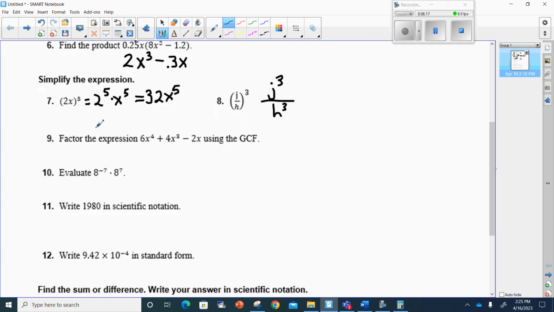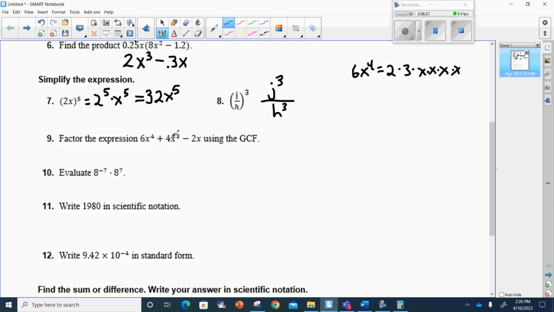number 9. Factor the expression 6x to the 4th power plus 4x to the 2nd power minus 2x using the greatest common factor. We want to use the greatest common factor. When we do this in class, we took these and we broke them down. So that's the way I'm going to show you. I'm going to use some room over here. We got 6x to the 4th power. And that's going to be equal to, well, 2 times 3 equals 6, right? And then it's times x times x times x times x, because it's x to the 4th power.